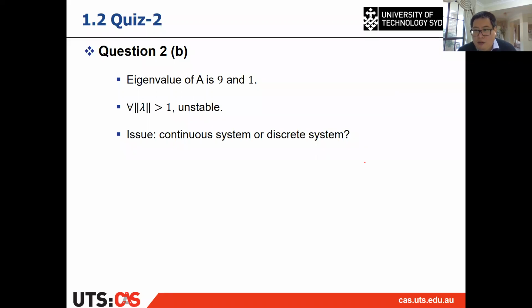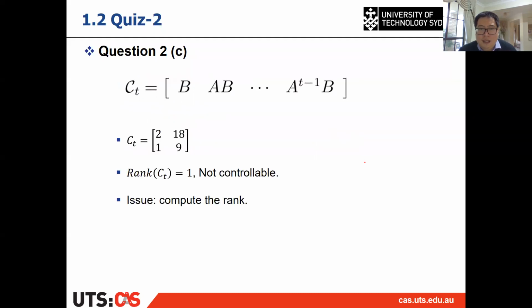So answering this question, first, calculate the eigenvalues of A. Then second, write the right criteria. And third, give a conclusion if it is stable or not. All right, so that is the second sub-question of question 2. And question 2C, the second sub-question of question 2.